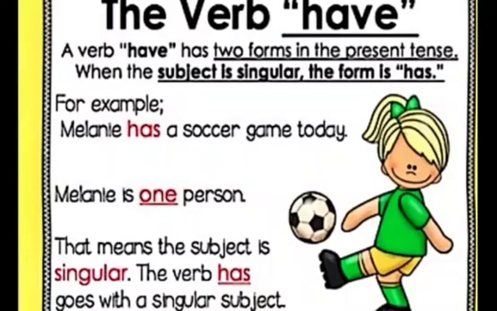Look at that. So Melanie is one person. That means the subject is singular. The verb has goes with the singular subject. We should use it according to the persons: have, has, or had. So have and has are present forms. Then had is a past form. Okay, in the same way, the past participle also.